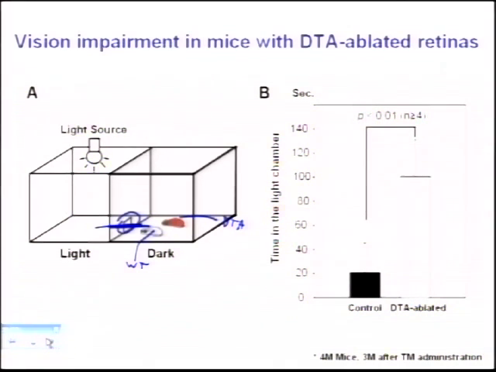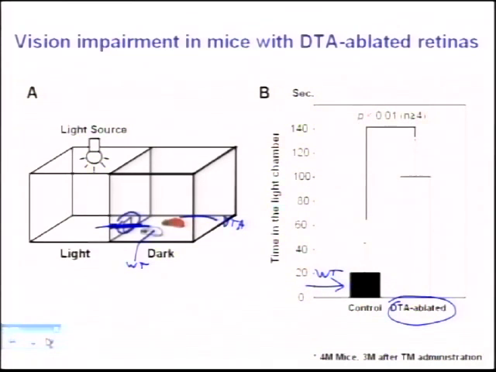So we put a little detector here, and then we ask, can the mice see or not see? Here's wild-type mice, and you can see that they're avoiding the light side because when they see the light, they scurry back to the dark side. And here's the mice where we destroyed the ganglion cells, and you can see they move back and forth equally. So these mice have impaired vision.